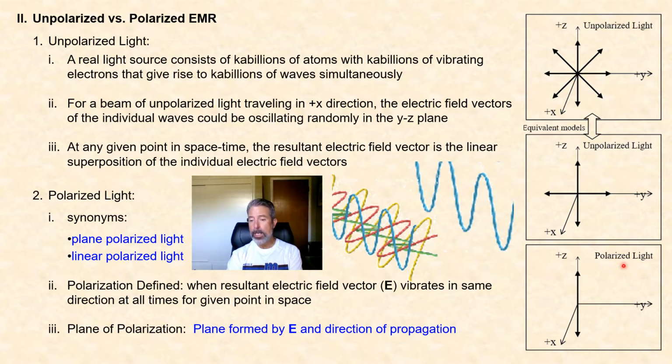So in this picture right here, for a polarized beam of light, which consists of a bunch of individual electromagnetic waves, if that polarized beam is propagating in the plus X direction, then the plane of polarization will be the XZ plane, right? Because the direction of polarization is the Z direction, propagation X, so the XZ plane defines the plane of polarization.